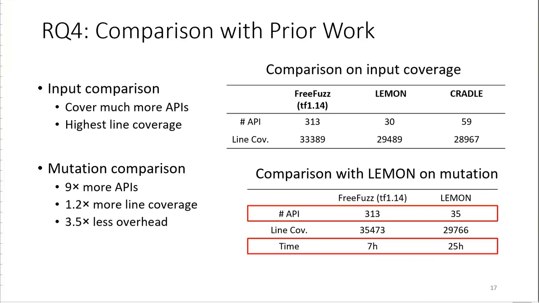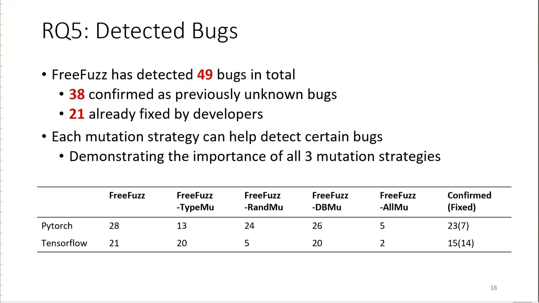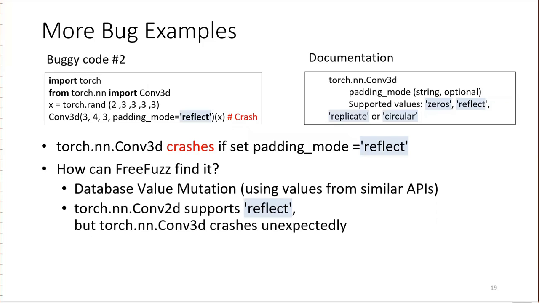So far, FreeFuzz has detected 49 bugs in total, and 38 of which have been confirmed by developers as previously unknown bugs, and 21 of them have already been fixed. Also, we demonstrate here that each mutation strategy can help detect certain bugs, demonstrating the importance of all 3 mutation strategies. Next, we will show more bug examples.